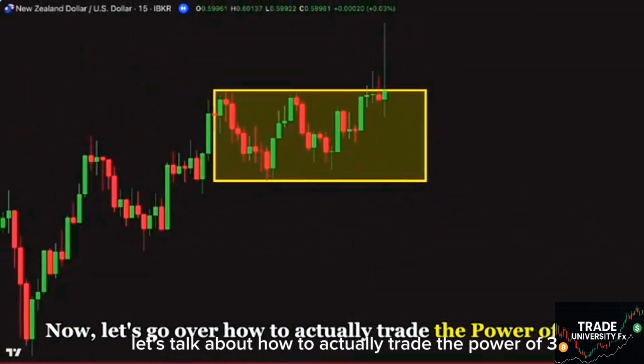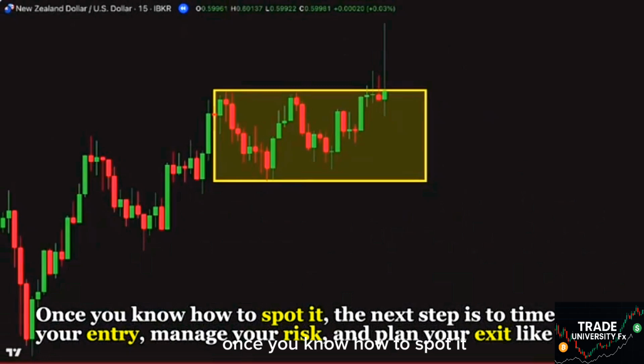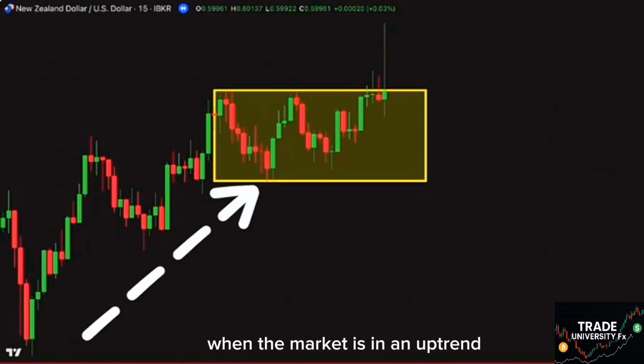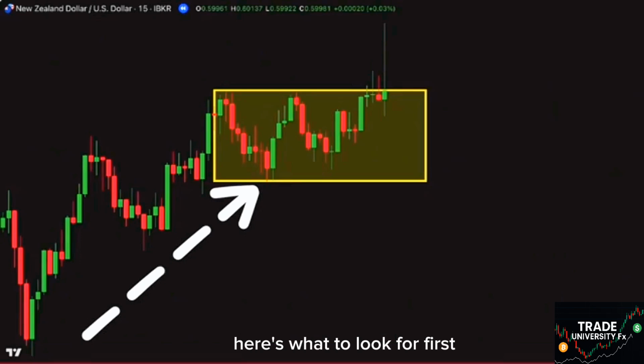Now, let's talk about how to actually trade the power of 3, both bullish and bearish setups. Once you know how to spot it, the next step is timing your entry, managing your risk and targeting your exit like a pro. When the market is in an uptrend, smart money will eventually begin taking profits. Here's what to look for first.